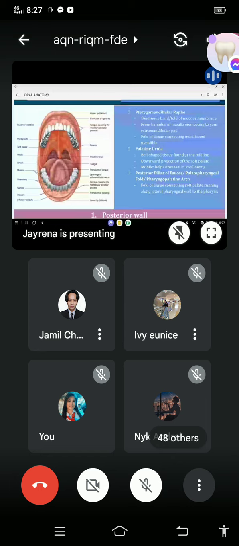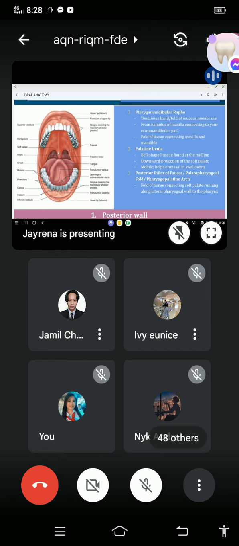Kasi kanina, retromolar papilla, retromolar pad, for you to combine them, you have the pterygomandibular raphe. Here, the bell-shaped organ is the palatine uvula. It's a bell-shaped tissue found at the midline. It's a downward projection of the soft palate. It's very mobile. It helps in swallowing.